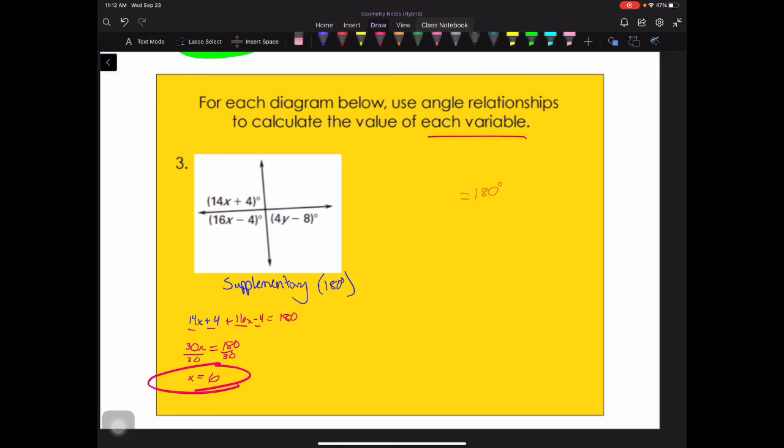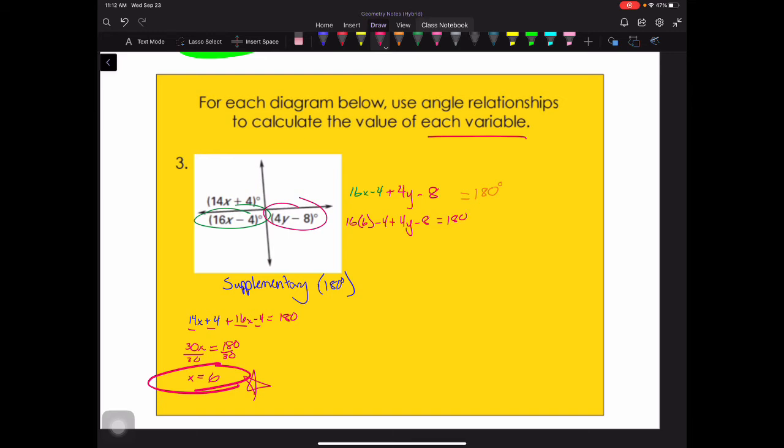So I'll show you the setup and how it's going to work, and then we'll talk about what we're going to do. So 16x minus 4 plus 4y minus 8. Now the problem here is we have an x and we have a y. Right now with one equation we can't solve it, a single equation with two variables, but the nice thing is we know what x equals. We did that work right over here. So we can replace that x with a 6 and then simplify from there.